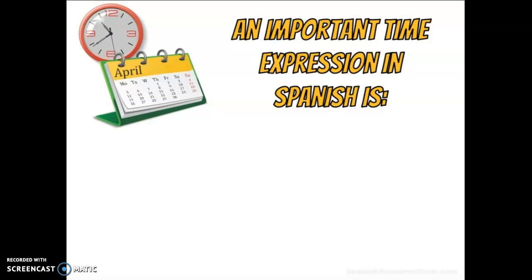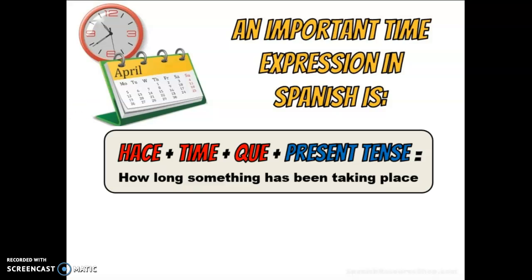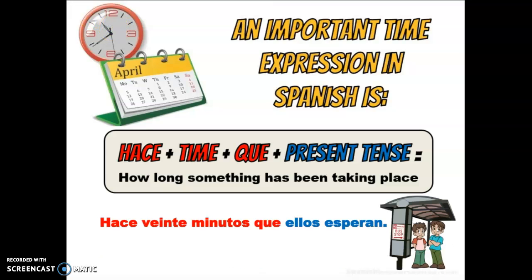An important time expression in Spanish is hace plus time plus the word que and a verb in the present tense, and this will tell you how long something has been taking place or how long it has been since it took place. Let's take a look at an example. Hace 20 minutos que ellos esperan. What this translates to is it has been 20 minutes since they have been waiting, or they have been waiting for 20 minutes.